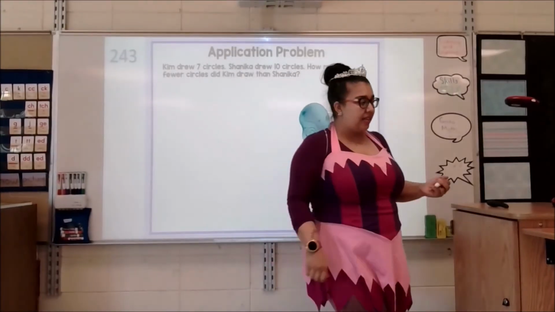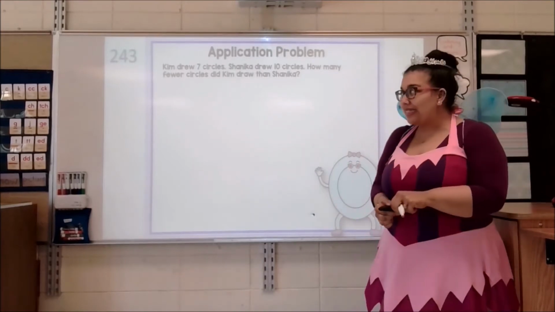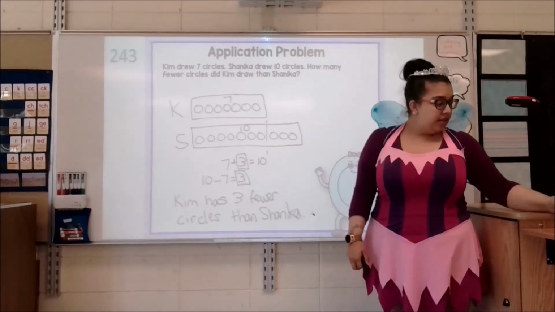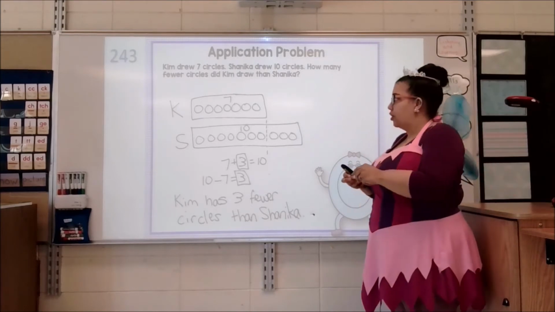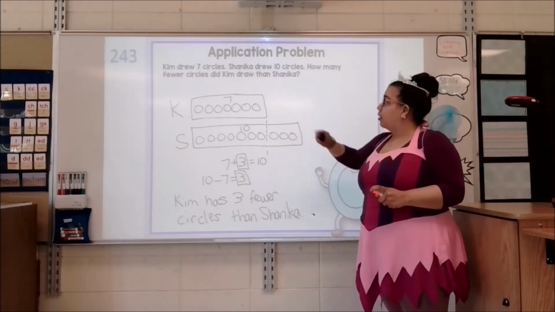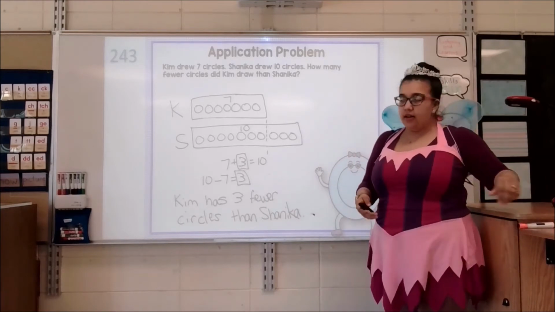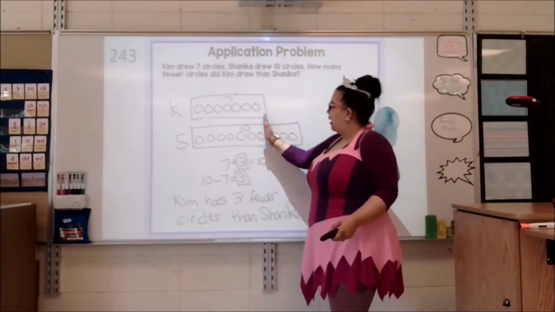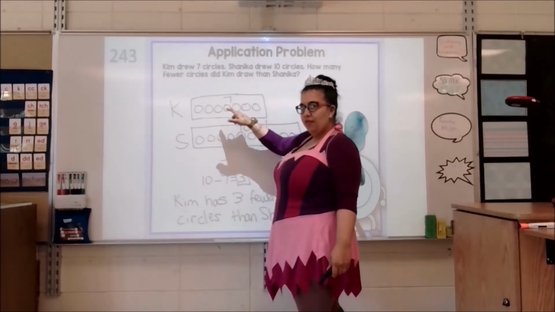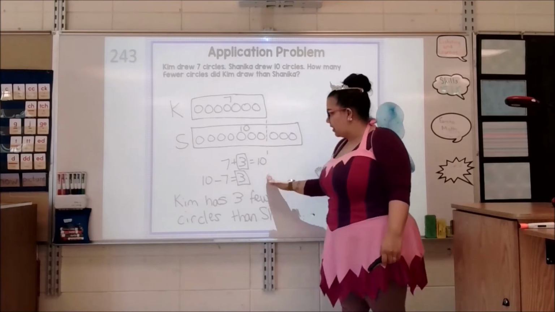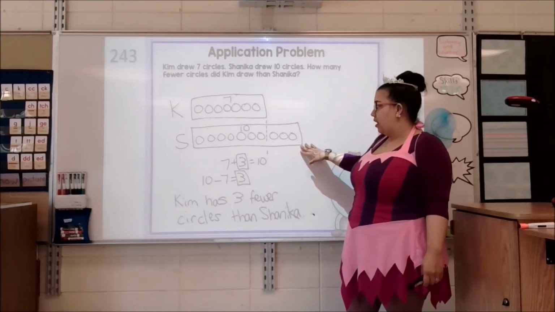Okay, excellent work. Let's look at how we did. So this is how I drew my situation. I drew Kim circles, and then I drew Shanika circles. And then I made note of one for me, one for you, one for me, one for you, one for me, one for you. And I see that it's illustrated. It shows that Shanika has 3 more.